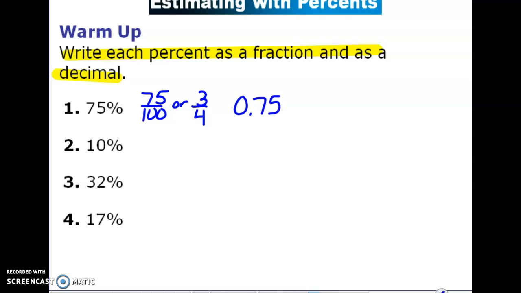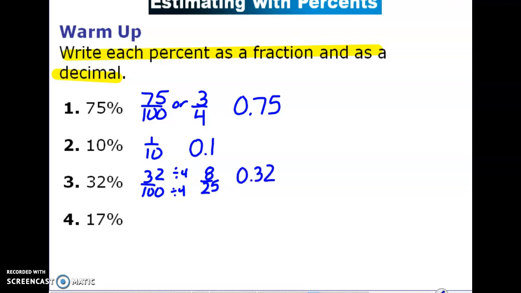10%, we would start with 10 over 100, which reduces down to 1/10. Writing it as a decimal, write it just as it sounds. 32%, we would start with 32 over 100, and looking to reduce that down, I can see that I can divide both of those by 4, and I would get 8/25. And then dividing 8 by 25, we would get 32/100ths as our answer. The last one, 17%. The nice thing about this one is 17 is prime, so as a fraction, it would just be 17 100ths. As a decimal, it would be 17 100ths like this right here.